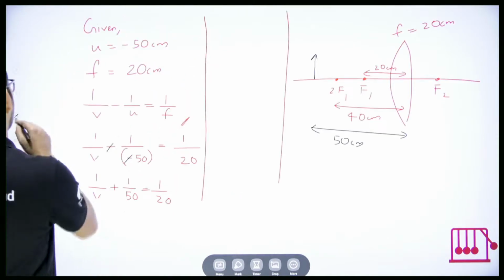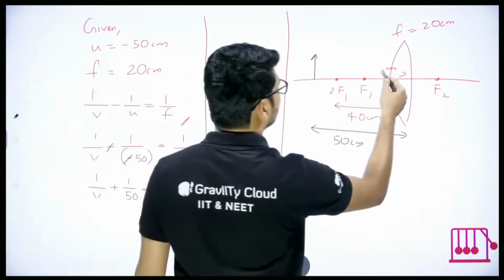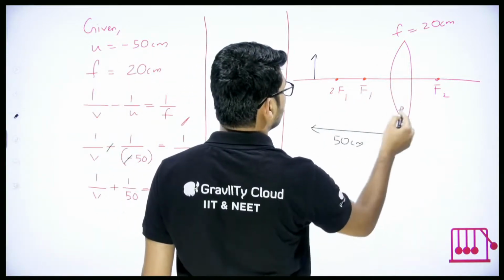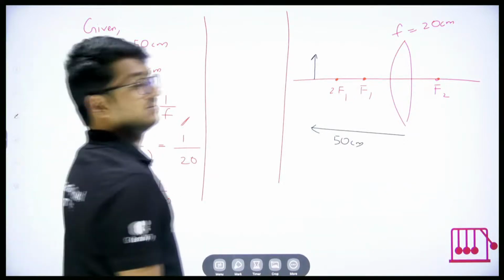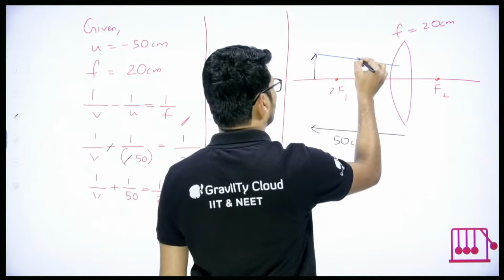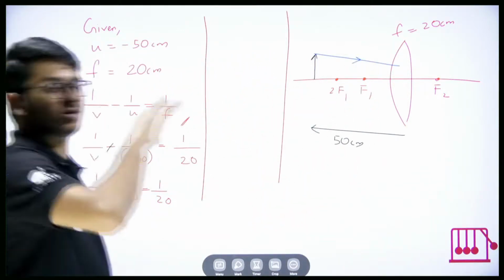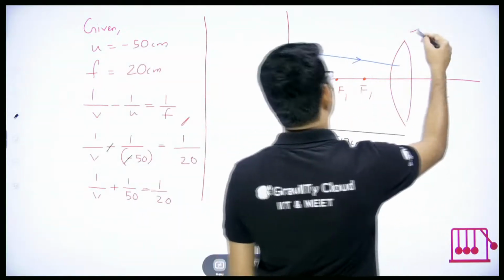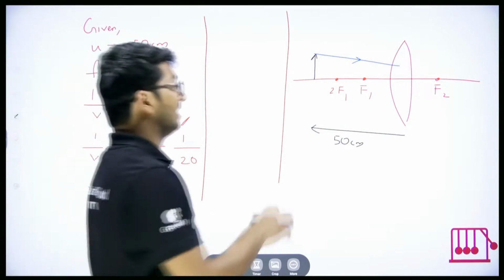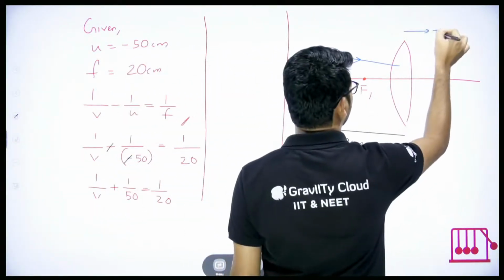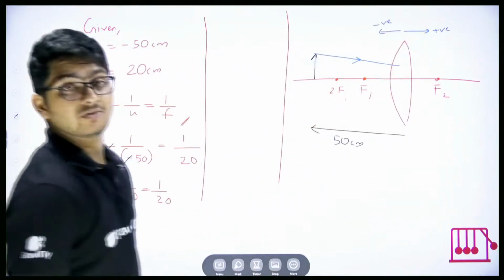So what does positive and negative mean? See here, clearly see that here. If I look at the rays, I'll only look at the rays. From the object, the rays here generally go towards right. And if they go towards right, then they fall on the lens. That means here the direction towards right is positive, and towards left is negative.